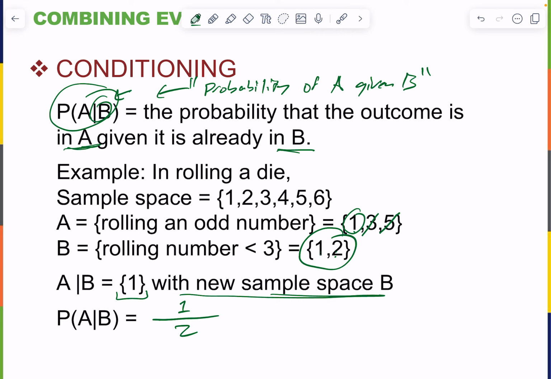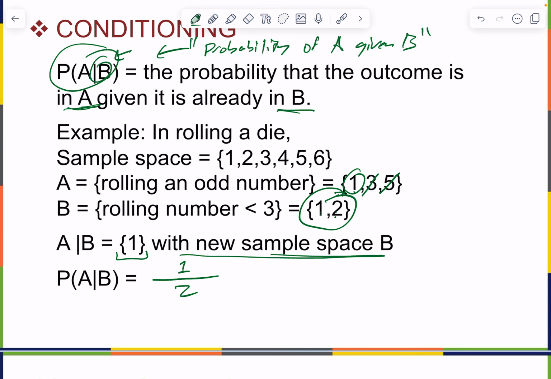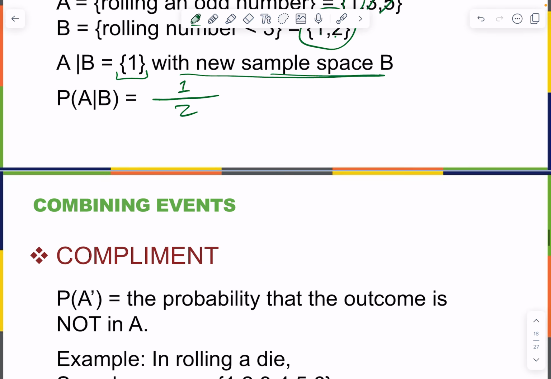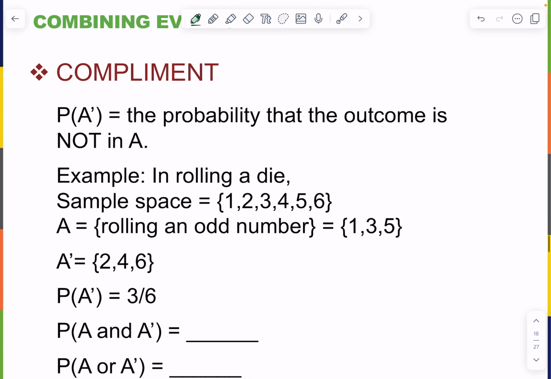What's the probability of it being an A? A half. One is in that condition, two is not. And so that's 1 over 2. So that's the conditional probability there. We'll talk more about that later.